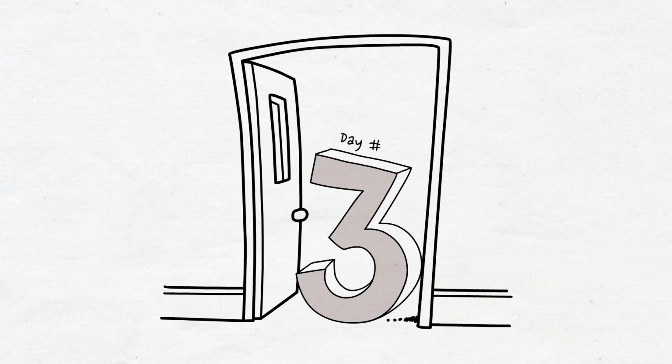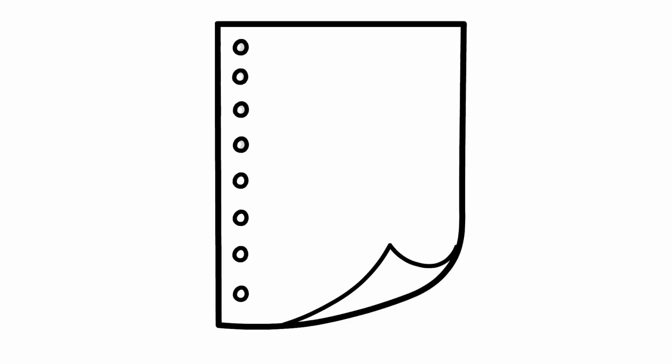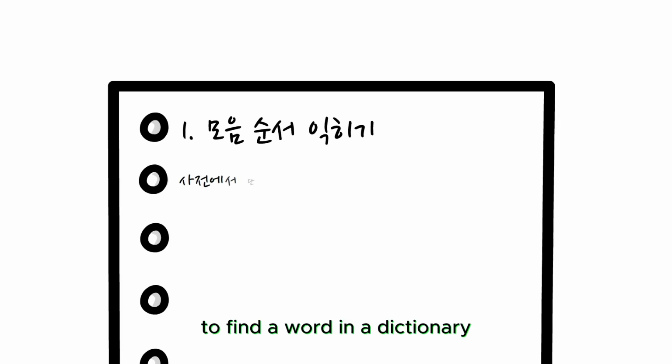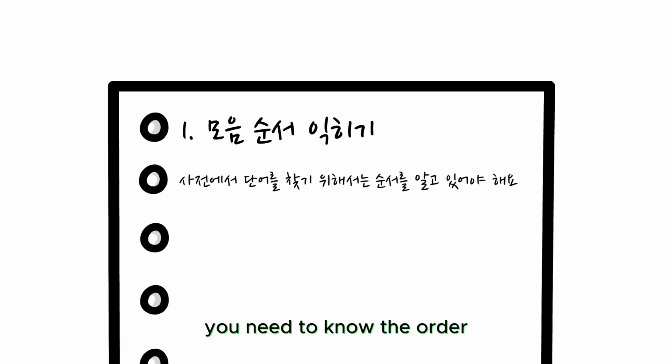Day 3. 3일차. Learning the order of vowels. To find a word in a dictionary, you need to know the order.